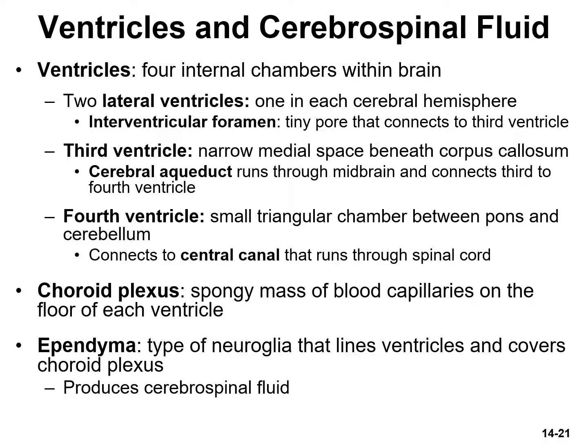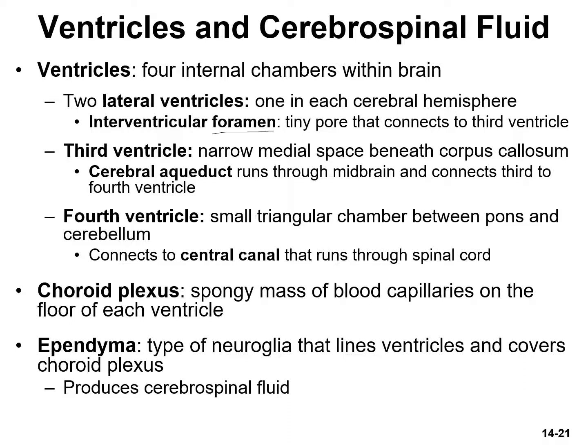And we have a very small structure, it's a hole. Remember that foramen, that means hole. Formerly, we learned that in the context of bones and bony landmarks. So we have the interventricular foramen. It's a tiny pore that connects to the 3rd ventricle and allows for the flow of cerebrospinal fluid from the lateral ventricles to the 3rd ventricle.